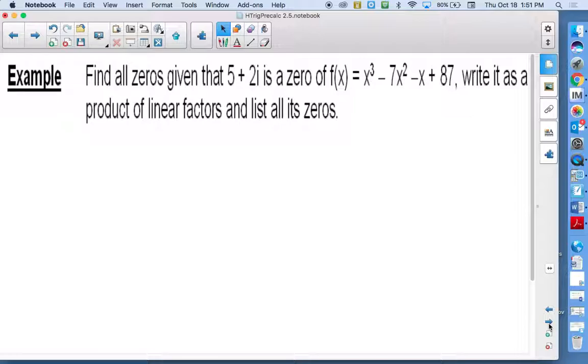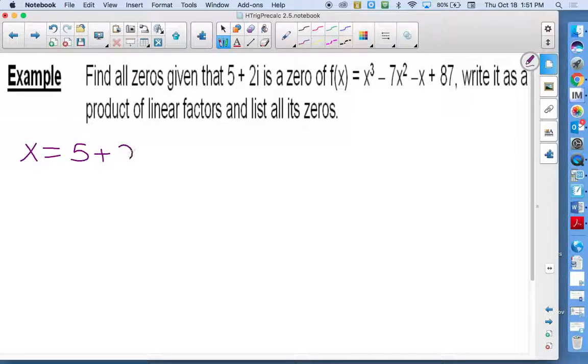How many zeros should there be? Virginia? 3. How many do you really know, Virginia? 2. Why? Because it has to be 5 minus 2i. Yeah. So even though they say there's 1, there's actually 2. Because if you have 1, you've got to have the other. It's conjugate. So the other one would be 5 minus 2i. So we're just missing 1 zero instead of having all 3.